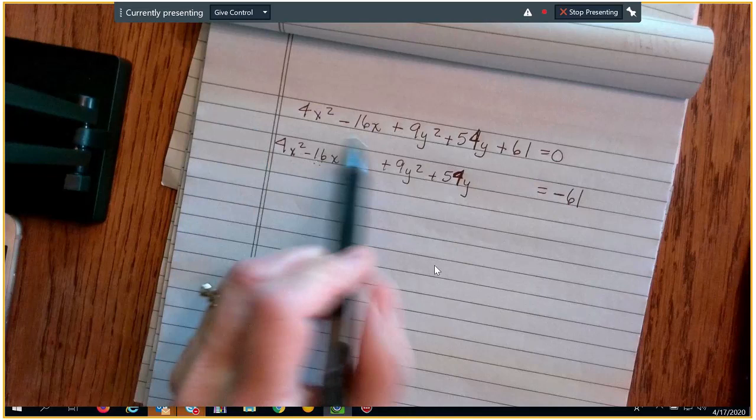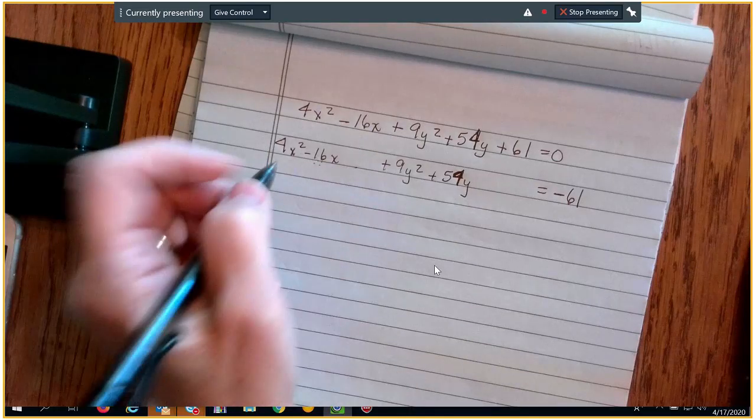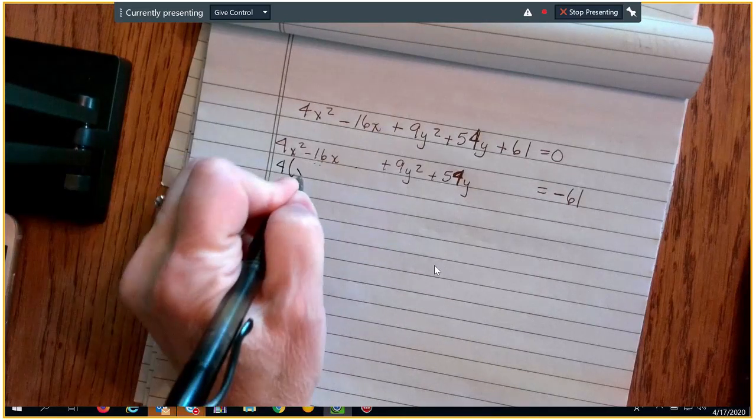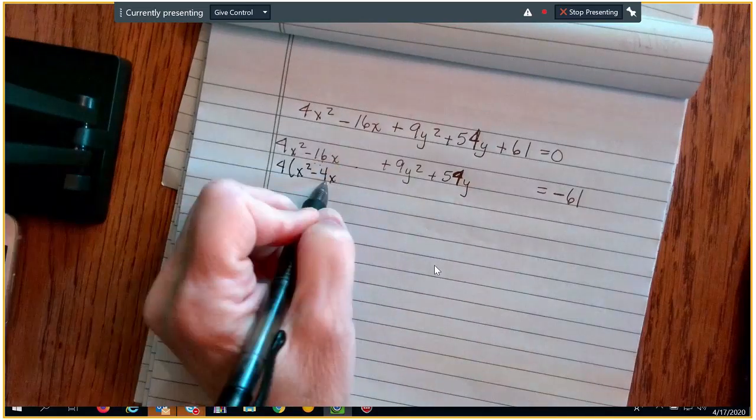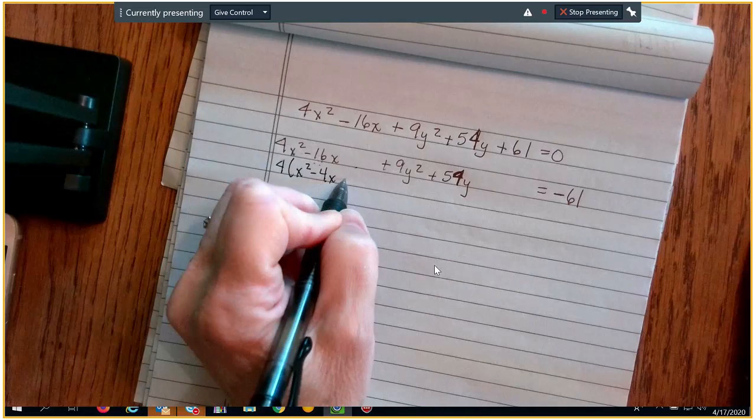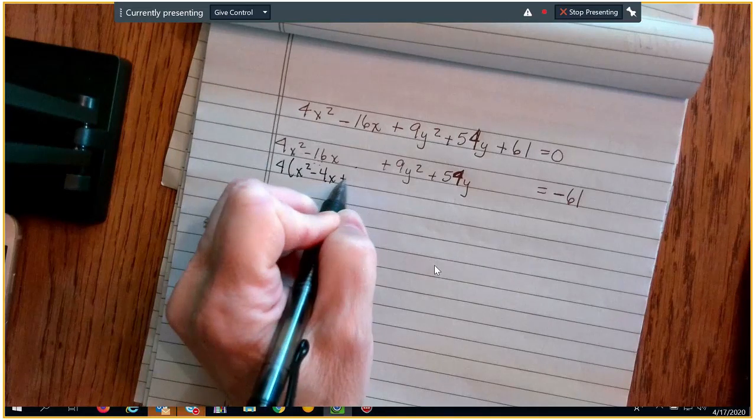Oh, we can factor out this 4 here. I'm sorry. And this will make it a lot easier. So half of 4 is 2. 2 squared is 4. So plus 4.